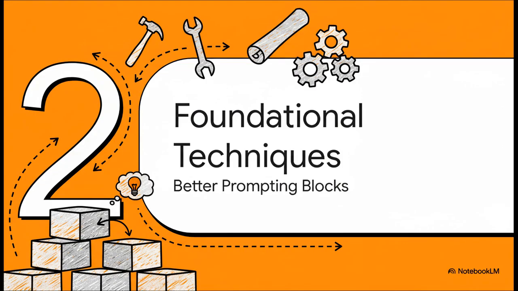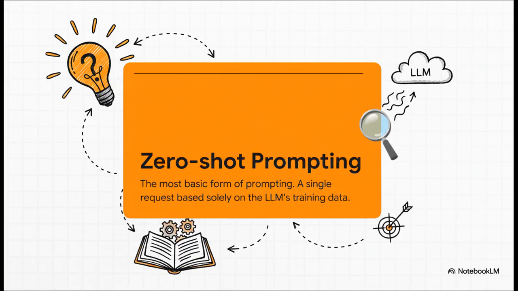Okay, let's get into our first set of tools. We're going to see how these can build a much better foundation for pretty much every prompt we write from here on out. So this first one, zero-shot prompting, is probably what you're already doing most of the time. It's basically just a direct question, right? No extra help, no context. It's relying 100% on what the AI already has in its training data.